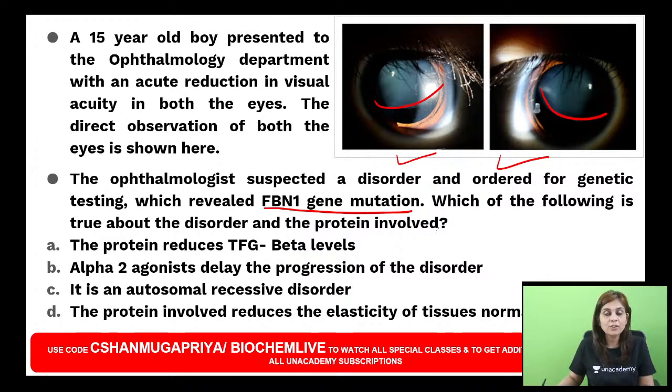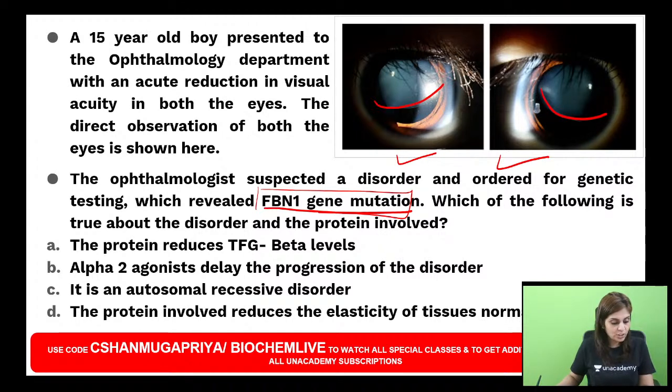They are not asking you to make a diagnosis. They've given you the diagnosis. They are asking you about features of the fibrillin gene. A: The protein reduces TGF beta levels. B: Alpha 2 agonists delay the progression of the disorder. C: It's an autosomal recessive disorder. D: The protein involved reduces the elasticity of tissues normally. What do you think is the right answer?